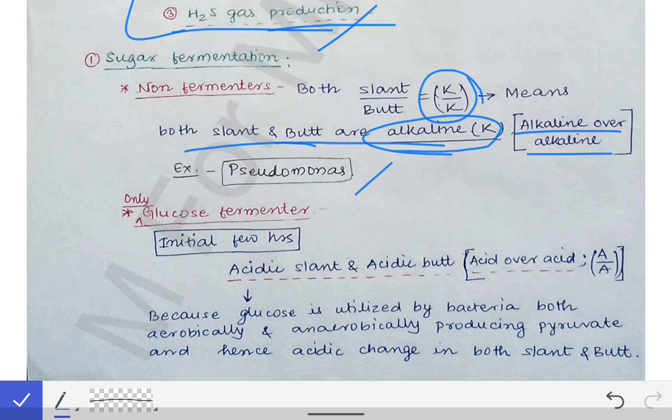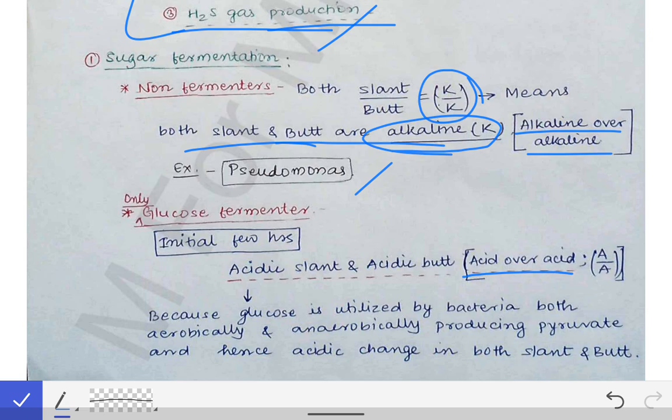So only glucose fermenters are very special because in different time durations they give different types of reactions. Like in the initial few hours, they will be giving the acid over acid reaction, while in the later parts of the incubation period, if they are incubated for more than 18 hours, then they will be giving alkaline over acid reaction. Okay. So there is a slight difference between the reactions produced based on the duration of incubation.